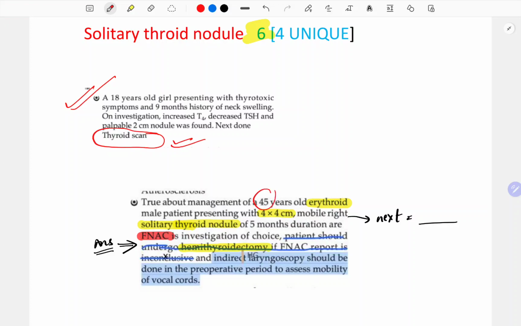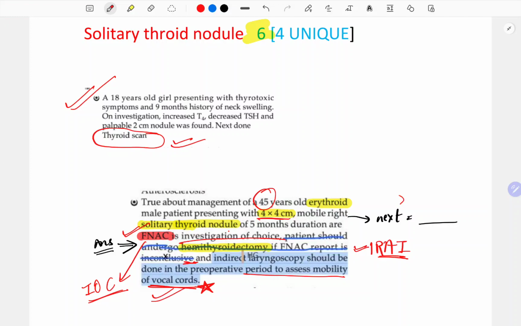Second, true about the management of a 45-year-old euthyroid male patient presenting with a 4 by 4 centimeter mobile right-sided solitary thyroid nodule of 5 months duration. See, multiple options are given, and they say FNAC is the investigation of choice. FNAC will be able to differentiate between benign and malignant changes. So it is the investigation of choice, and the patient should undergo hemithyroidectomy if the FNAC report is inconclusive. I just now told you, either hemithyroidectomy or RAI can be done. And indirect laryngoscope should be done in the preoperative period to assess the mobility of the vocal cord. Now this is also very important because surrounding structure involvement is very frequent in thyroid carcinoma.